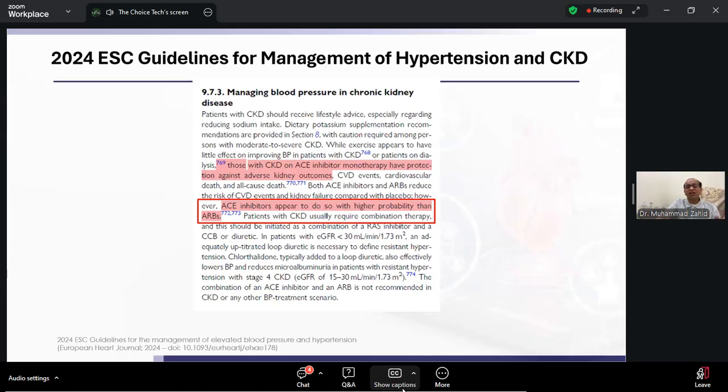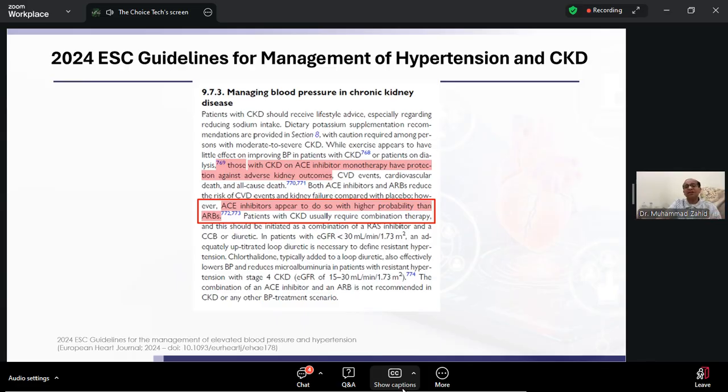Moving on, the 2024 ESH guidelines about hypertension in CKD. Again, both ARBs and ACE inhibitors are wonderful medications. Number one, primarily because they control the blood pressure. Two, they decrease the proteinuria. And the evidence was more in favor of ACE inhibitors.